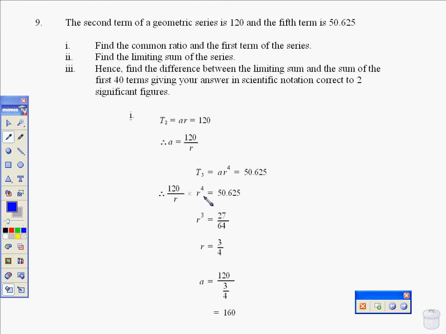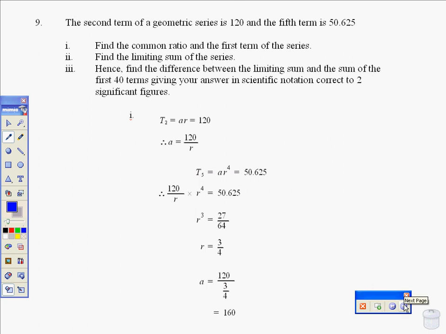So again, we can go and solve it. 120 on R times R to the power of 4 would equal 50.625. Do some cancelling. Divide by 120. Gives us nice values of 27 over 64. Cube root of that would give us 3/4. So if that's 3/4, A is 120 divided by 3/4, which is 160.